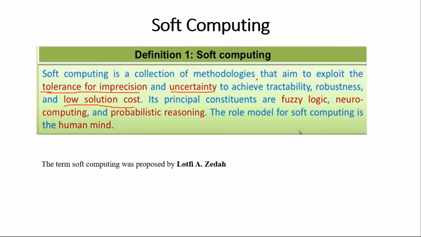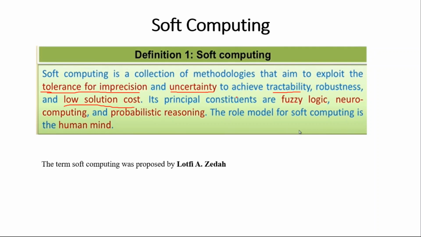Soft computing is a collection of methodologies that aim to exploit the tolerance of imprecision and uncertainty. Okay, so the solutions for this class of problems allow a certain degree of imprecision and uncertainty. Why should it allow imprecision and uncertainty? To achieve tractability, robustness, and to provide a low cost solution. Otherwise, if you try to solve these problems using hard computing, it would be very tough. And even if you are able to solve, the cost involved will be very high.